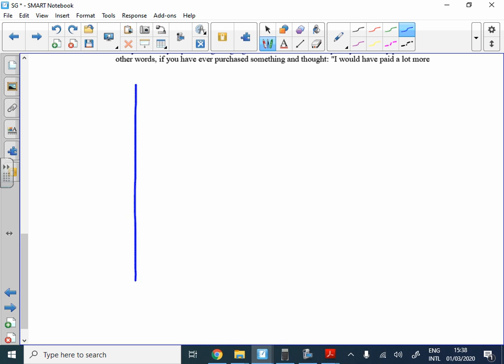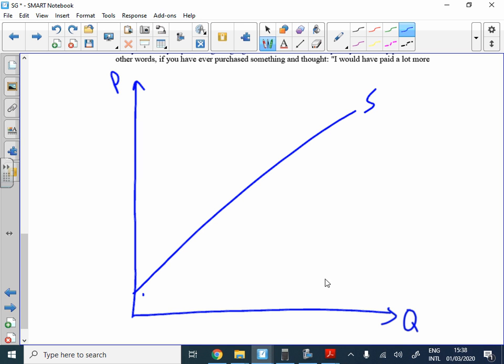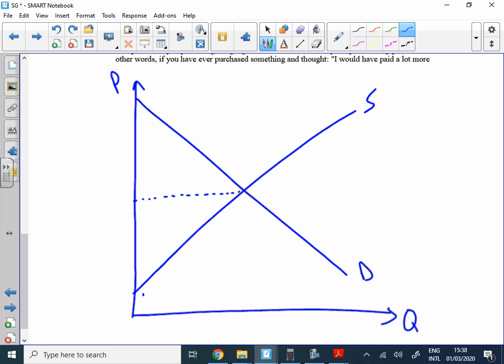So we have here your price, we have here your quantity, right? And then we know you have your supply, I can start it somewhere here, and then I have your demand somewhere over here. So now let's say you go to a particular shop. What are you buying? Muffins. So this is the market for muffins.